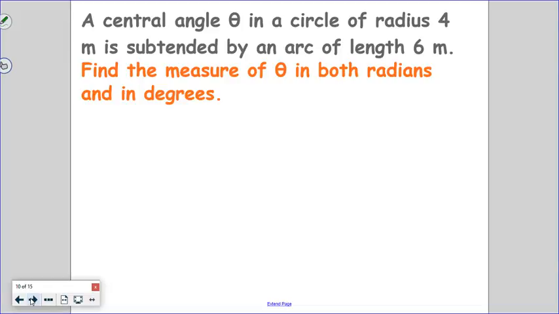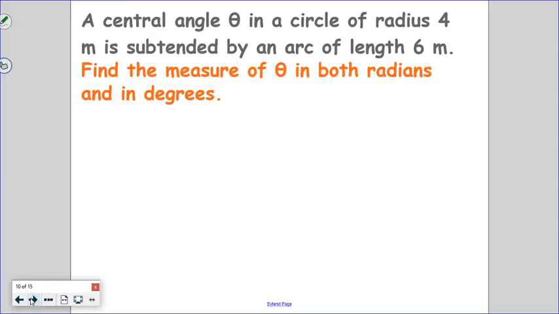Okay, this one is probably the second most missed problem, maybe the most missed problem, and that is this. It says a central angle theta in a circle of radius of 4 meters is subtended. That's a fancy word, don't let that distract you. No different than what we've been looking at. By an arc length of 6 meters, find the measure of theta.